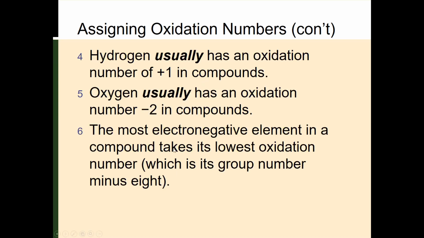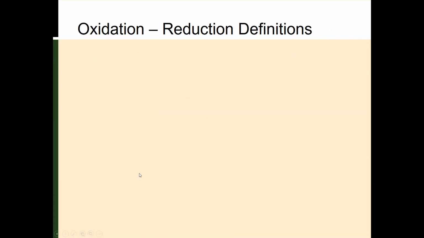This is probably the one that we need to pay attention to for other things. For example, if we have sulfur and nitrogen together, we're going to look at nitrogen and say it's got a higher electronegativity, so it's going to have its oxidation number of -3.